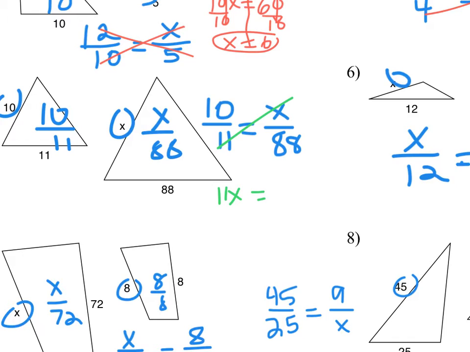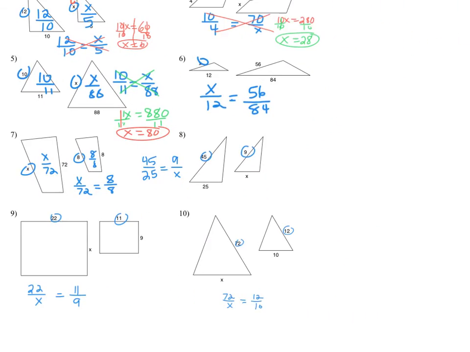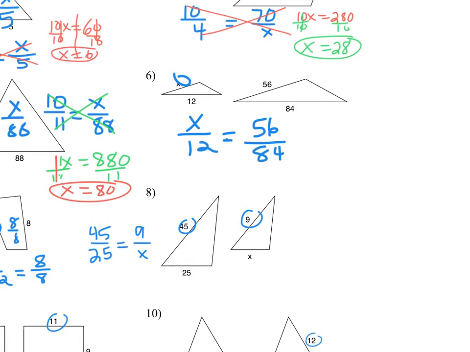11x equals 880. Divide by 11, divide by 11. 1x equals 80. See it? Okay, here we go.